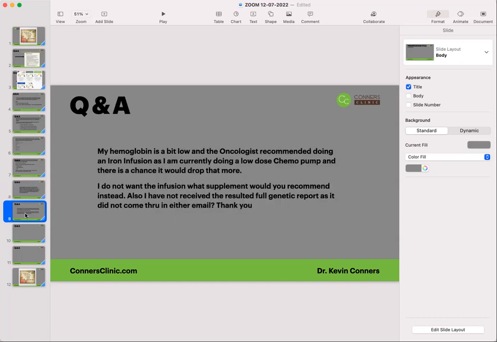My hemoglobin is a bit low, and the oncologists recommend doing an iron infusion, as I am currently doing a low-dose chemo pump, and there is a chance it could drop even more. I do not want the infusion. What supplement would you recommend instead? Also, I have not received the resulted full genetic report, as it did not come through either email.